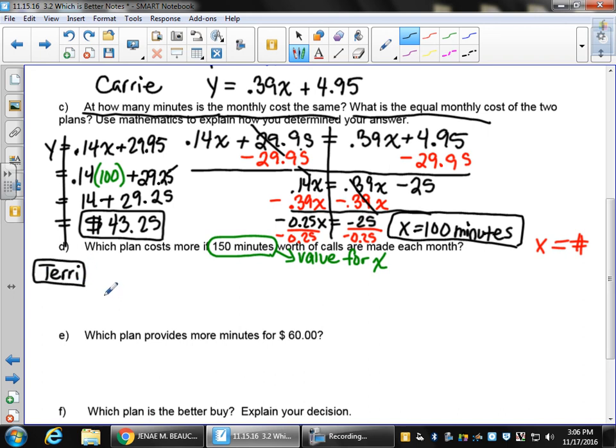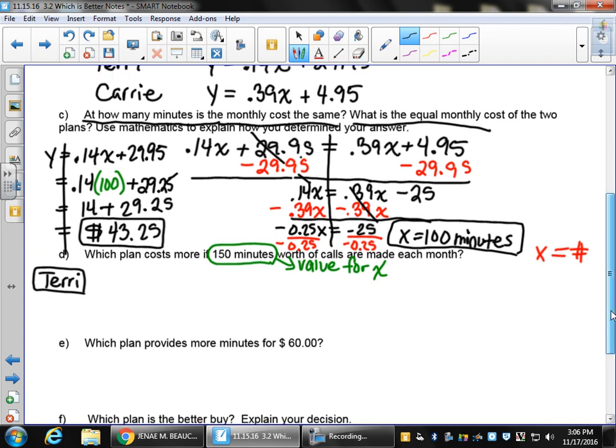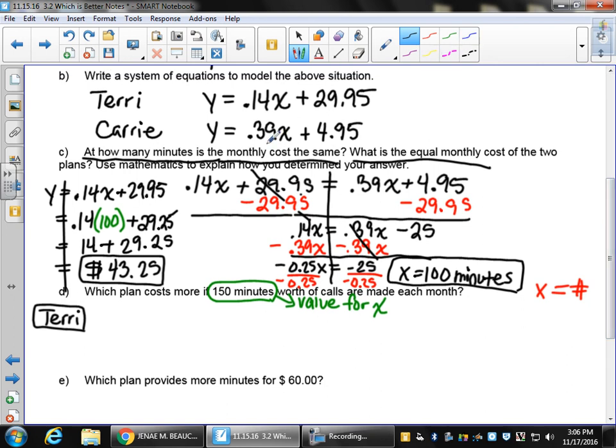So let's start with Terry. Terry's equation is y equals 0.14x plus 29.95. Now X I know will be 150 because it's a value for X. So 0.14 times 150 plus 29.95. And it's a good moment to double check that you pulled the right equation.